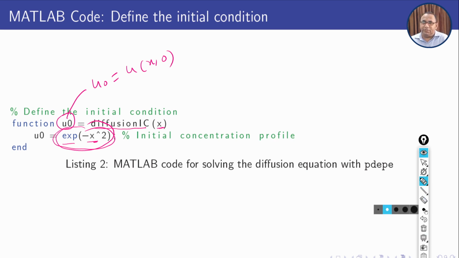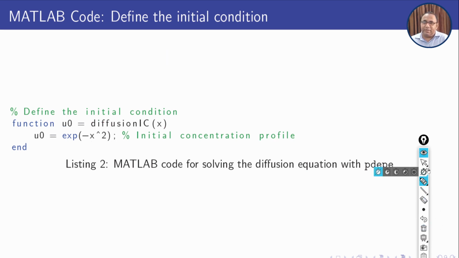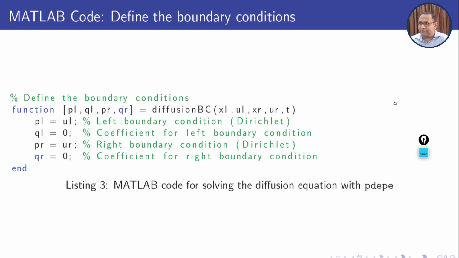Then we need to create one more function, which is the boundary conditions. As you know, in the previous lecture we discussed this in complete detail, but here we have a very small description. We will save this file with the name diffusion BC. These are the input arguments: xl and xr are the left and right ends of the domain of x, and ul and ur are the function values at these boundary points.